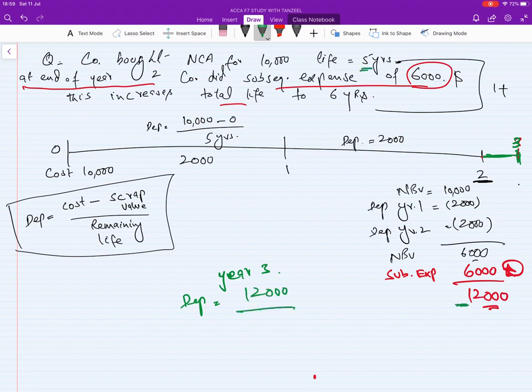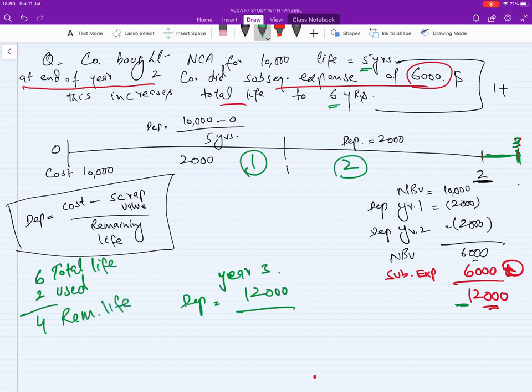Previously it was 5 years, now it's 6 years. And how many have you used already? Year 1 and year 2, so you have used 2 years. Total life is 6 years, used 2 years. How much remaining life is there? Remaining life is 4 years.